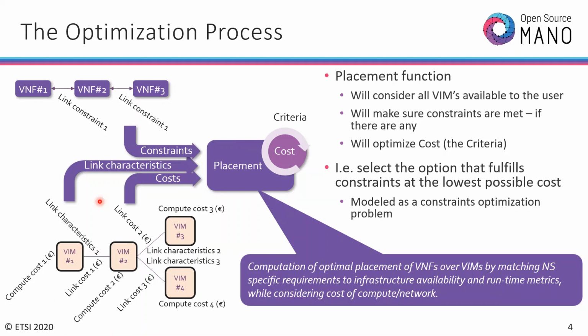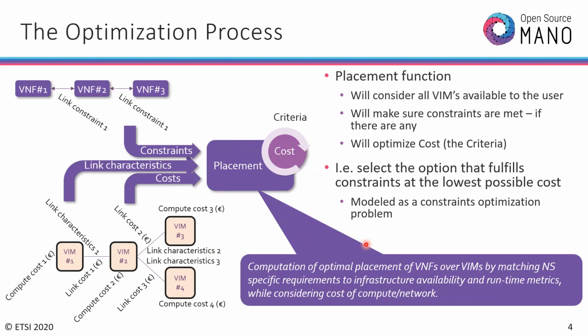So we feed all these things, the costs, the link characteristics, the constraints, into this placement engine. And now we have this criteria to cost optimize. And then we will select the option that fulfills the constraints at the lowest possible cost. That is, where can we place the different VNFs in our infrastructure? So this sort of summarizes what we try to do here. It's a computation of the optimal placement of the VNFs over the available VIMs for the user.